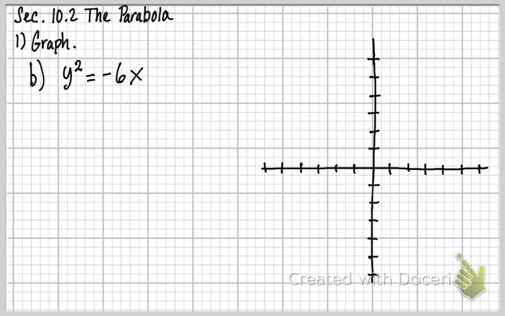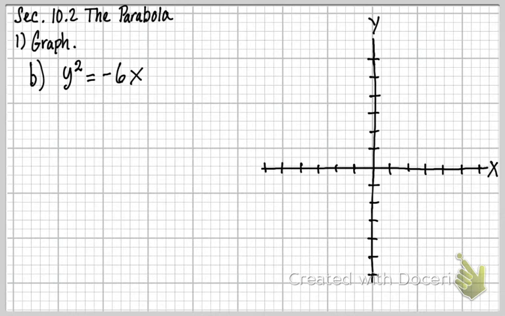So here's another problem. y squared equals negative 6x. The first thing to realize here is that this is a sideways parabola, because I have y squared. That y squared tells me right away that it opens to the left or to the right. And since I have a negative here, that tells me it's going to open to the left, to the negative side of the x-axis. So I'm going to be going in that direction.